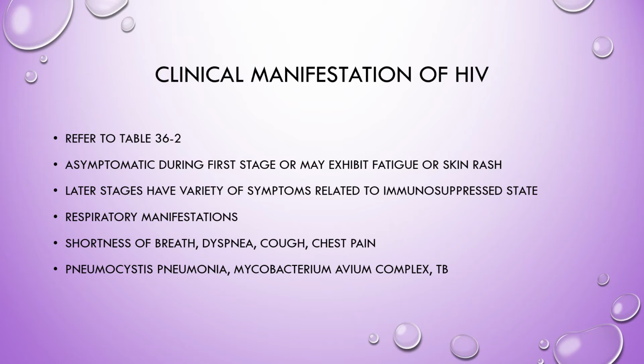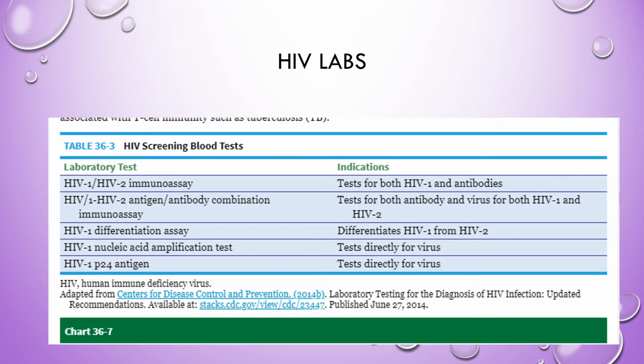Pneumocystis pneumonia, Mycobacterium avium complex, and tuberculosis are very common in AIDS patients. Here is just a list of the HIV labs that you need to understand and what they do. There's also a pamphlet on the very last slide that will talk to you about the different tests and when they use them.